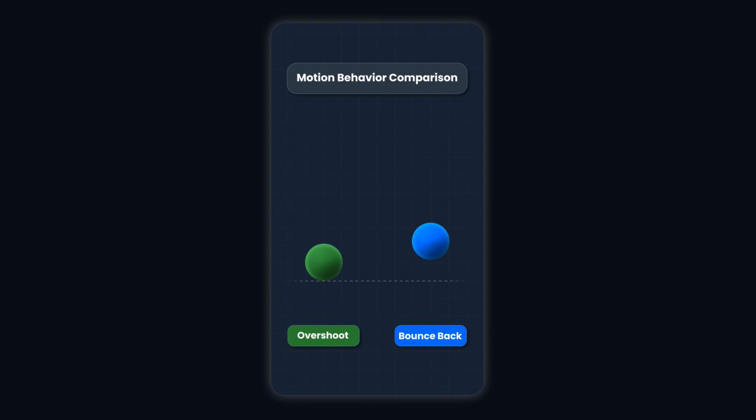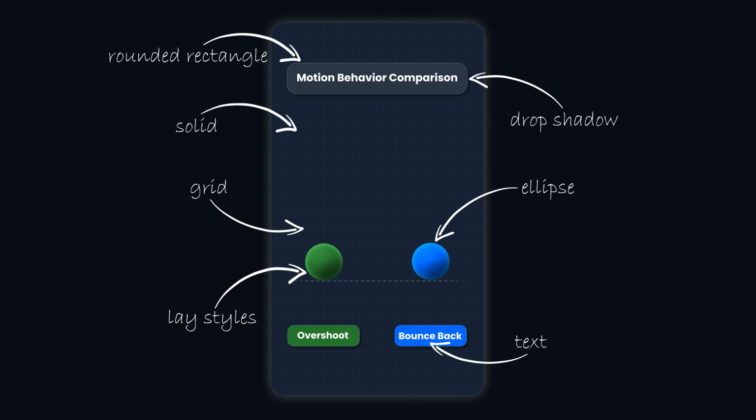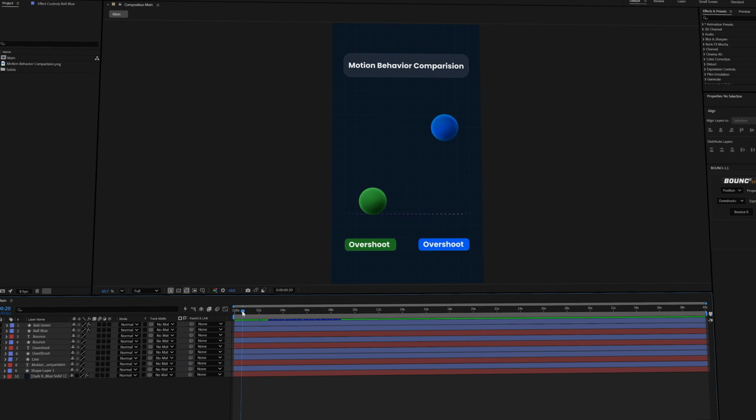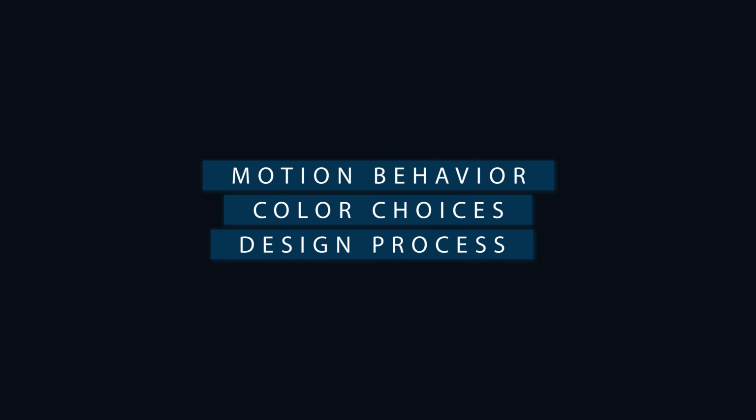At first glance, this overshoot versus bounce back animation looks simple, but there's a small detail that makes a massive difference. In this After Effects tutorial, I'm gonna show you exactly how I created this piece. We'll break down the motion behavior, dive into the color choices, and the entire design process step by step.